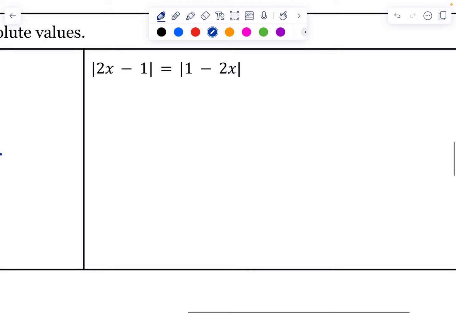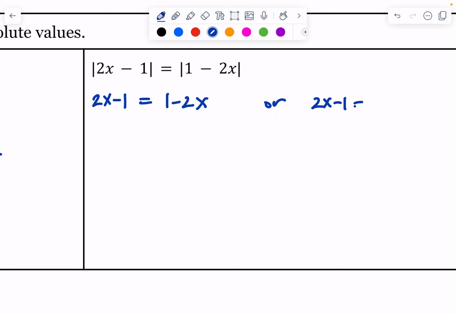All right, next one, we're going to have 2x minus 1 equals 1 minus 2x, or 2x minus 1 is equal to negative 1 minus 2x. And notice here, we add a negative to the whole side. Now, really quick, we could put a negative on this side, and the solution on this one would be the same. It doesn't really matter. We just chose to make the right side negative.